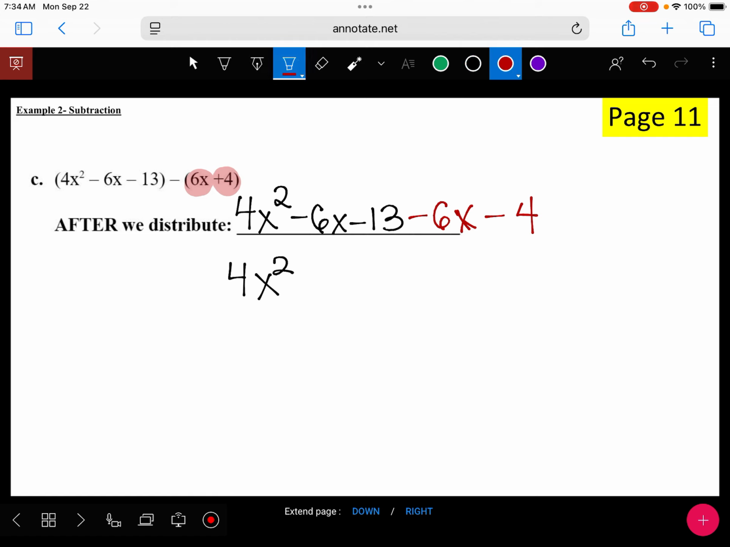All right, now this is tricky. This is where a lot of kids get confused because you have a negative 6x and the negative 6x. A lot of times students will say that's 0. But they're not 0 because they're both negative. So what does that give you? Negative 12x. Good.